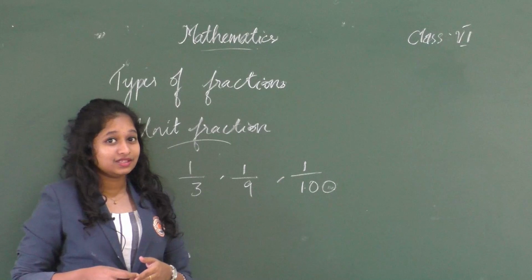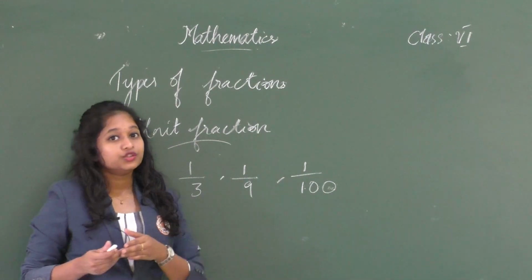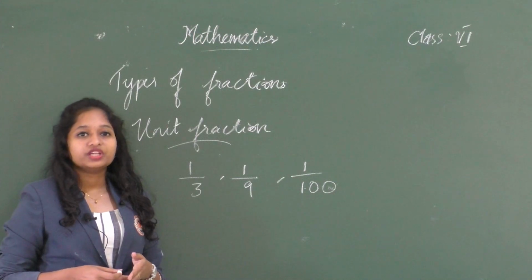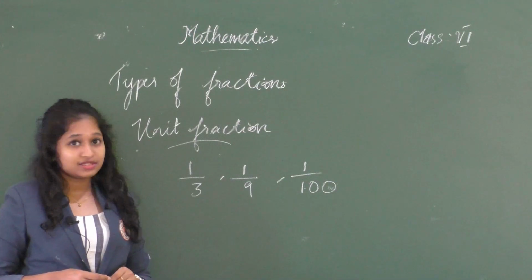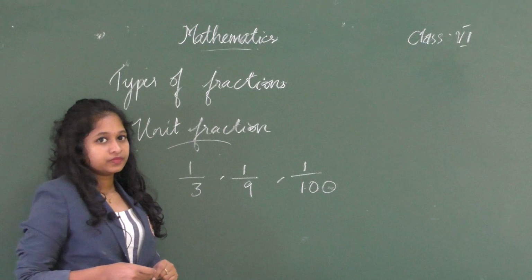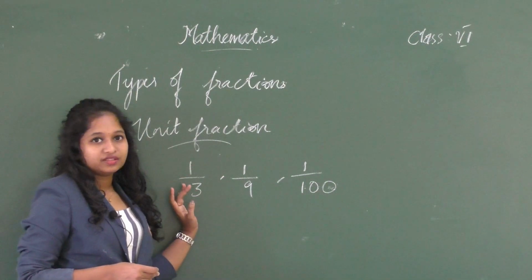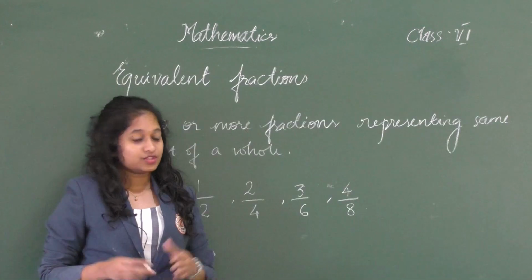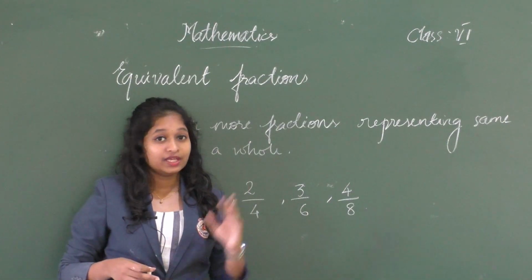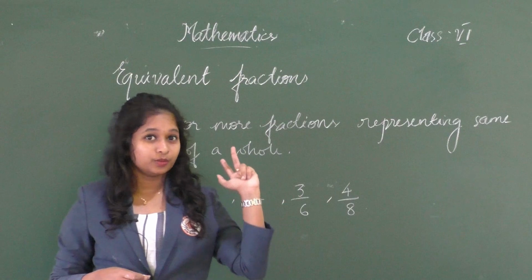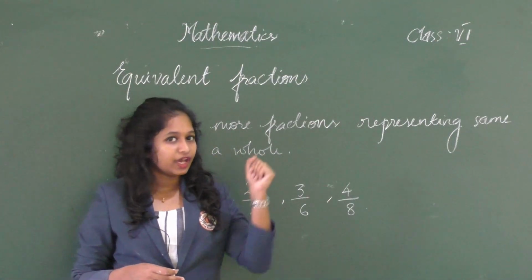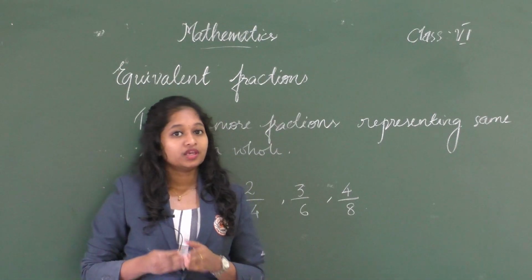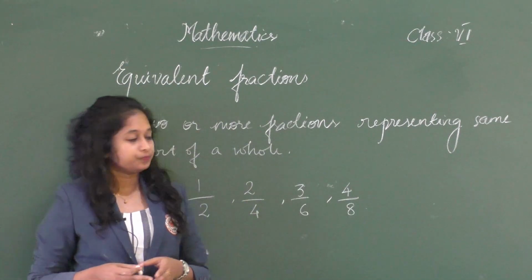Now let's see what a unit fraction is. The fractions in which the numerator is 1 are called unit fractions. For example, 1 by 3, 1 by 9, 1 by 100, etc. So children, we learned about like, unlike, proper, improper and unit fractions. Now let's see what an equivalent fraction is.